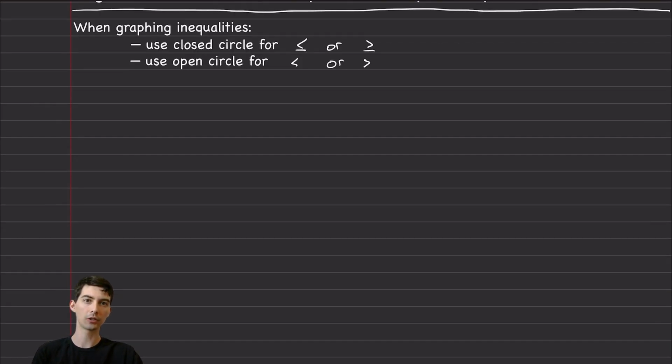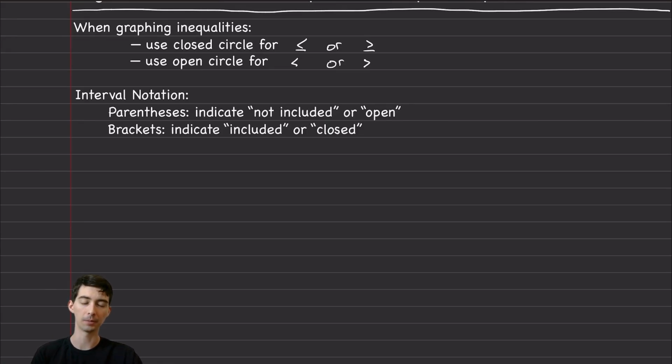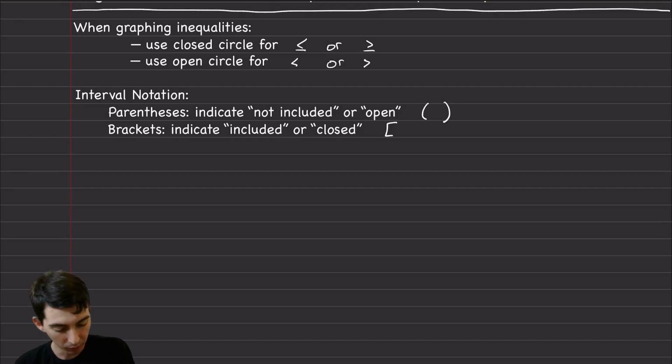Now when we write our solutions for these questions, we're going to start using what's called interval notation. In interval notation, you have parentheses and you have brackets. Parentheses indicate numbers that are not included, or an open circle. Remember, our parentheses will just look like this. Brackets do the opposite. Brackets represent included values or closed circles, and we use square brackets like that. So now let's practice graphing a couple of these inequalities on the number line.